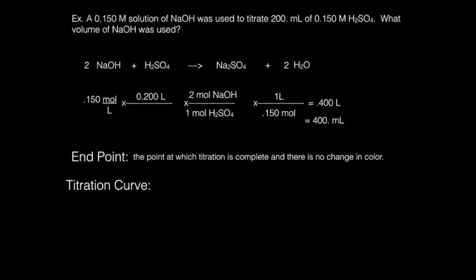The last term, which we're going to be investigating in detail in this lesson, is your titration curve. Now, a titration curve is simply a graph of the pH, so the pH goes on your y-axis as a function of the volume of your titrant.